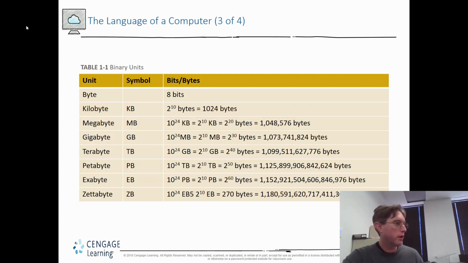A megabyte is around 1 million bytes. A gigabyte is around 1 billion bytes. Terabyte is around 1 trillion bytes. And then they get into these others like petabyte, exabyte, and zettabyte that are larger.